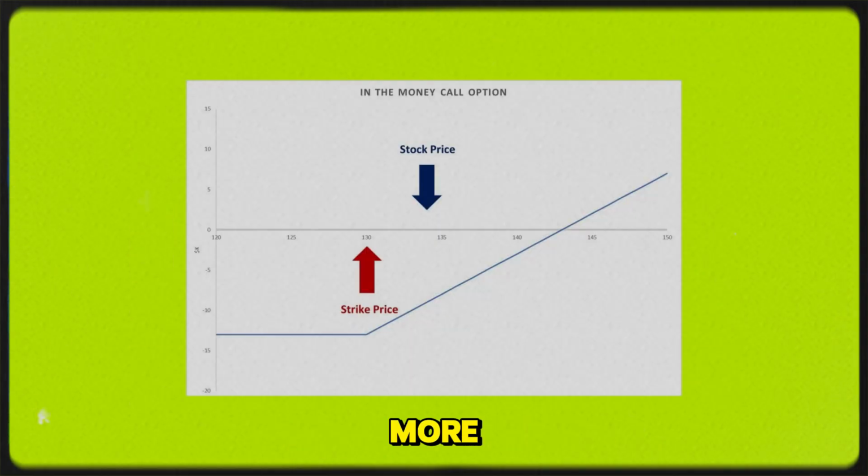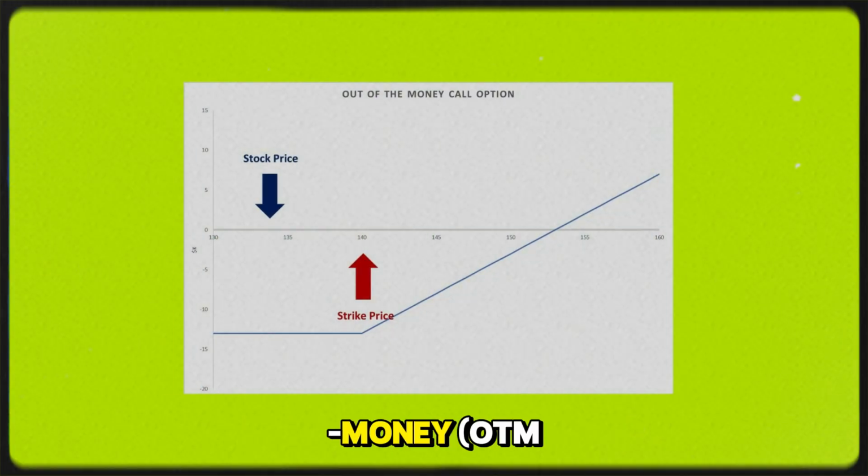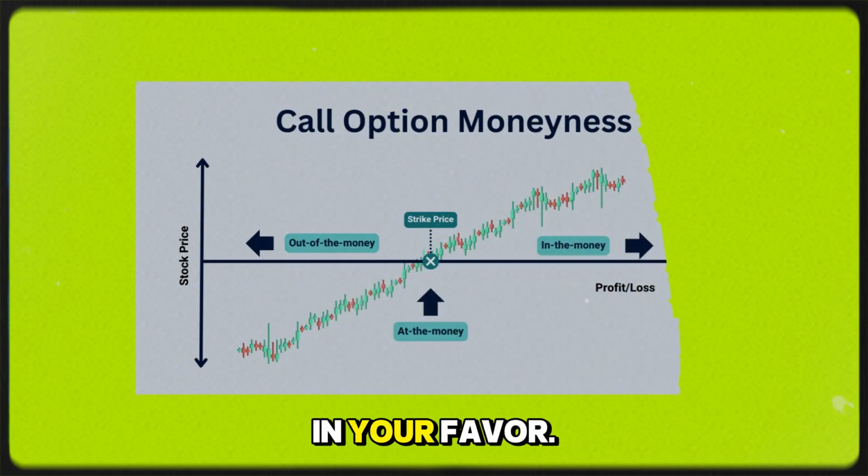Keep in mind, ITM options cost more because they already carry intrinsic value, while out of the money, OTM options are cheaper but require the stock to move in your favor.